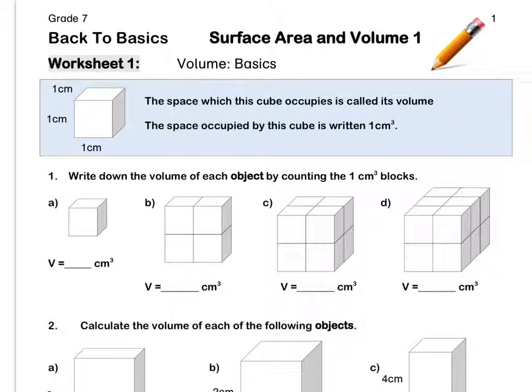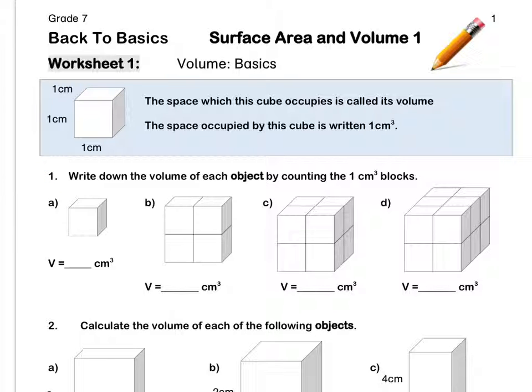During this lesson, we are going to work on surface area and volume. The space which this cube occupies is called its volume. The space occupied by this cube is written 1 centimeter cubed because it is 1 centimeter by 1 centimeter by 1 centimeter. Question 1. Write down the volume of each object by counting the 1 centimeter cubed blocks.